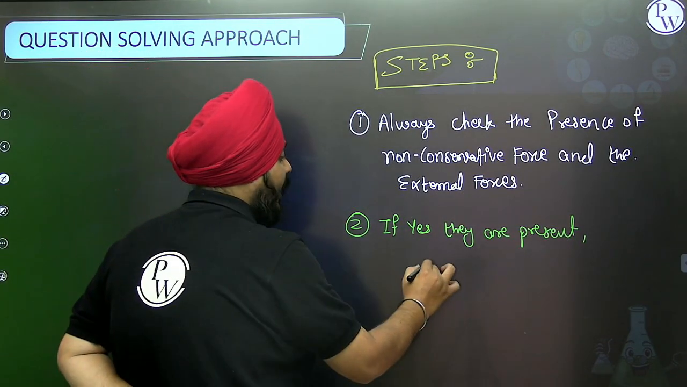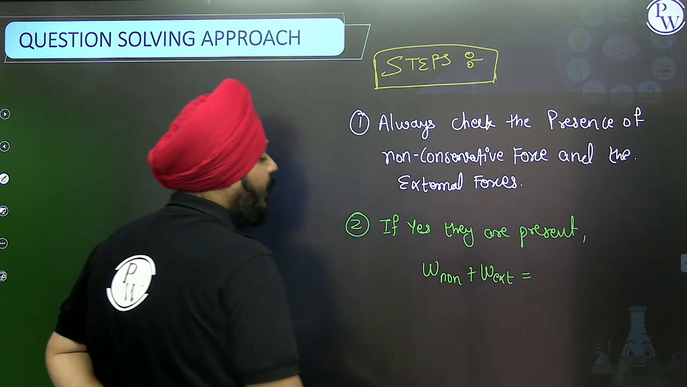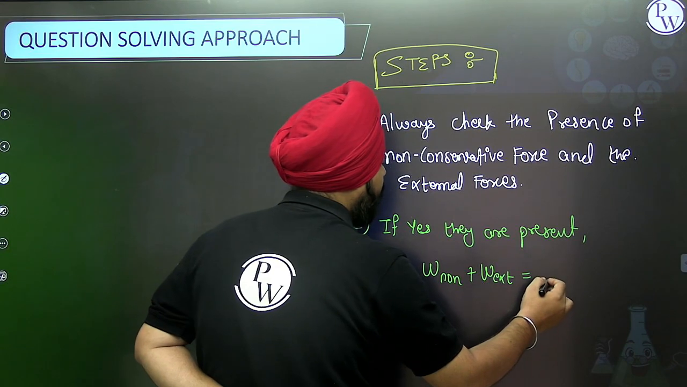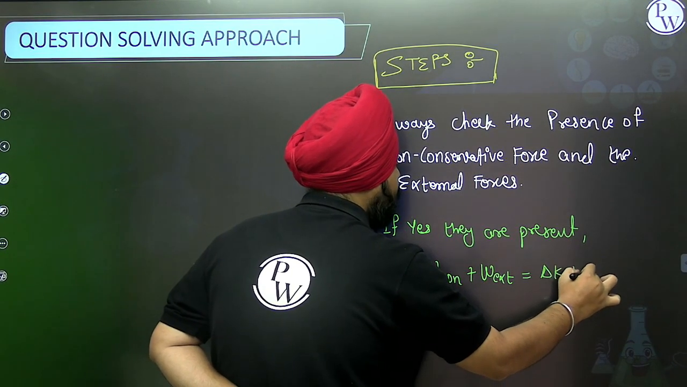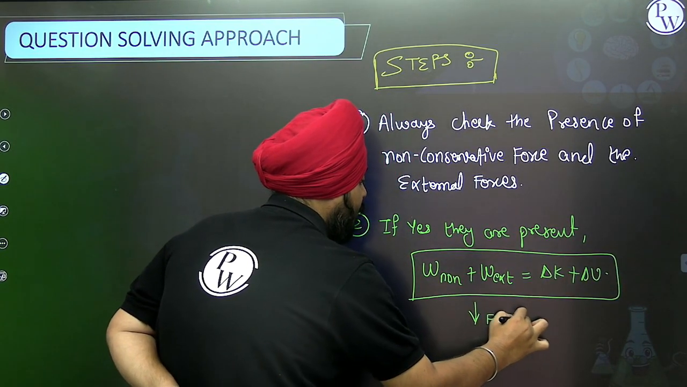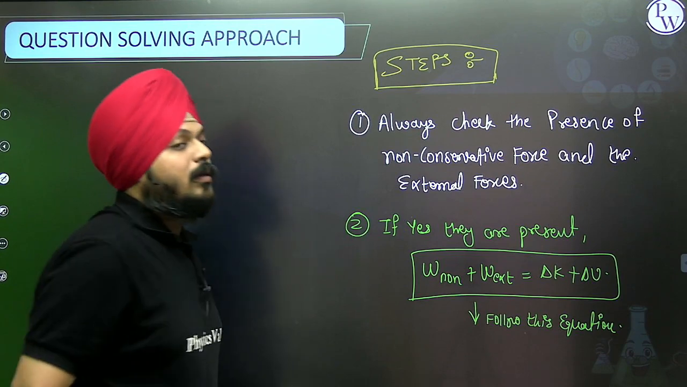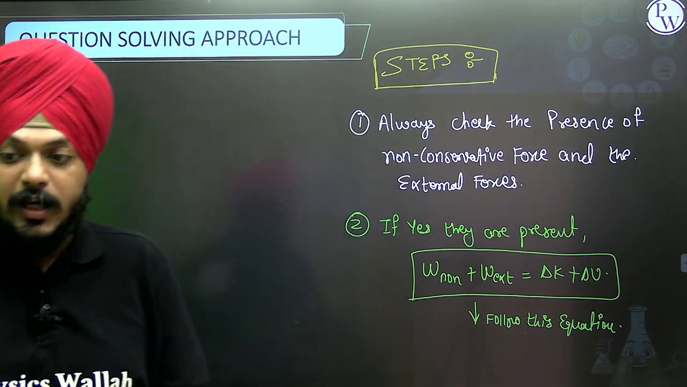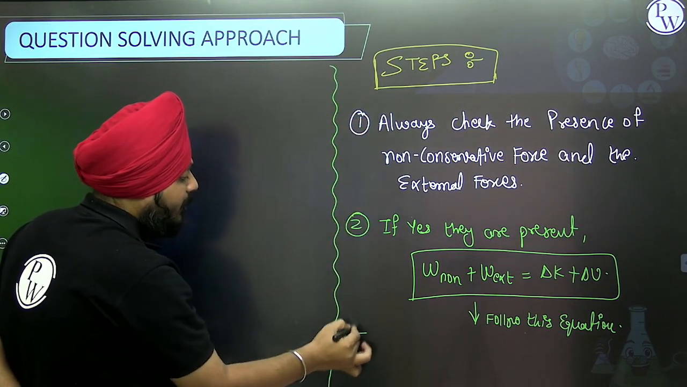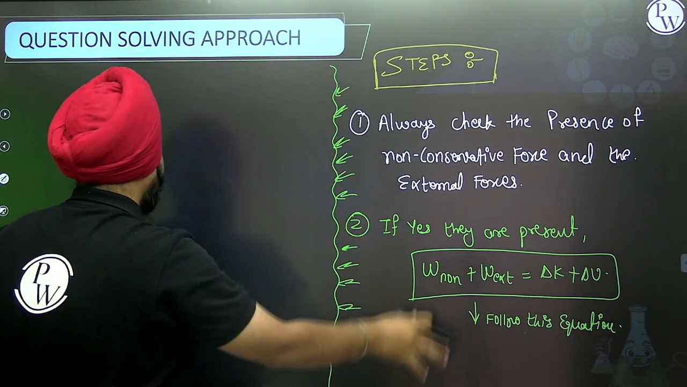Then we have to follow the generalized approach: work done by the non-conservative forces plus work done by the external agent is equal to the change in kinetic energy plus the change in potential energy. Follow this equation. Using this step, we are going to solve 3 to 4 sums today.